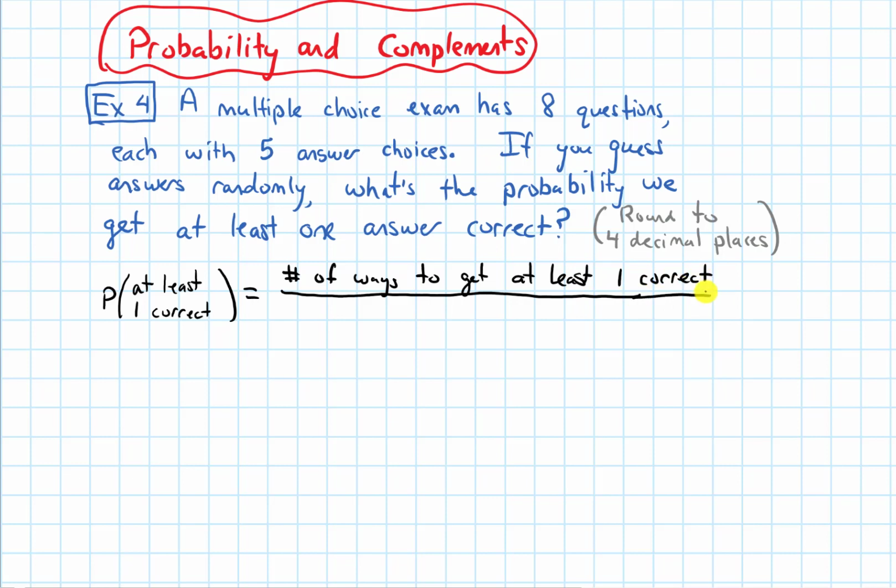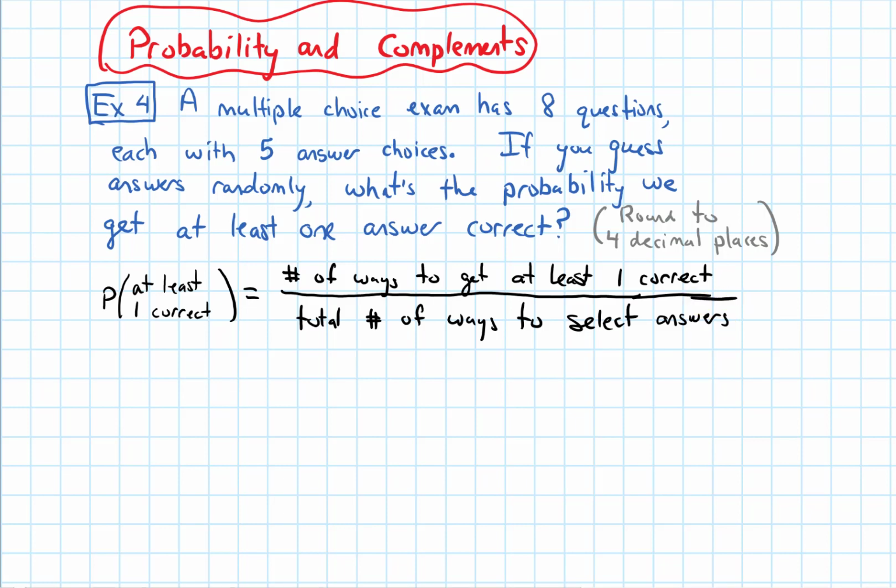And in the denominator, we put the total number of outcomes. And in this case, my outcomes are different selections of answer choices. So it's the total number of ways to select answers. All the different ways that we could select answers.